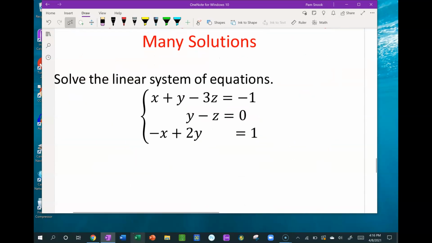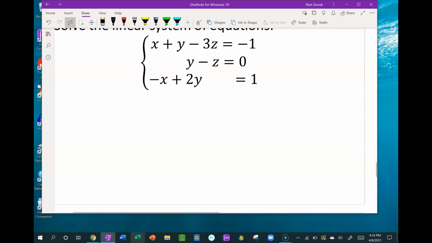All right, let's go on to another one. Again, we're just going to do our same thing. We're going to do the Gaussian elimination. I look at my equations in my system. This one is row 1. This one is row 2. And this one is row 3. Row 1 is fine as it is. Row 2, I just have two variables. It's fine as it is. So I'm going to go straight to working on row 3.